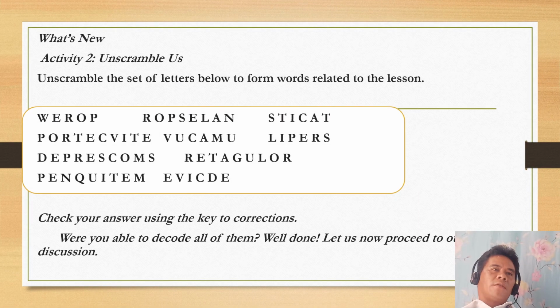So we are now in activity number 2, unscramble us. Unscramble the set of letters below to form words related to the lesson. So unscramble them and then form words related to our topic.